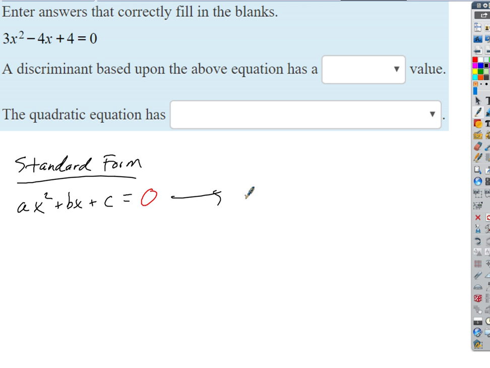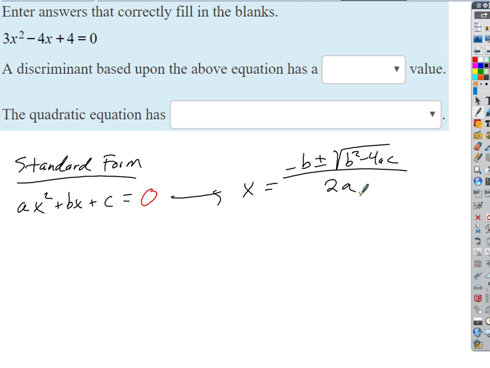The solutions are guaranteed to be x equals, and let's warm up your voices a little bit here, what is it? Negative b plus or minus the square root of b squared minus 4ac, all divided by 2a. That's it, right? That's the formula that always gives us the answers.